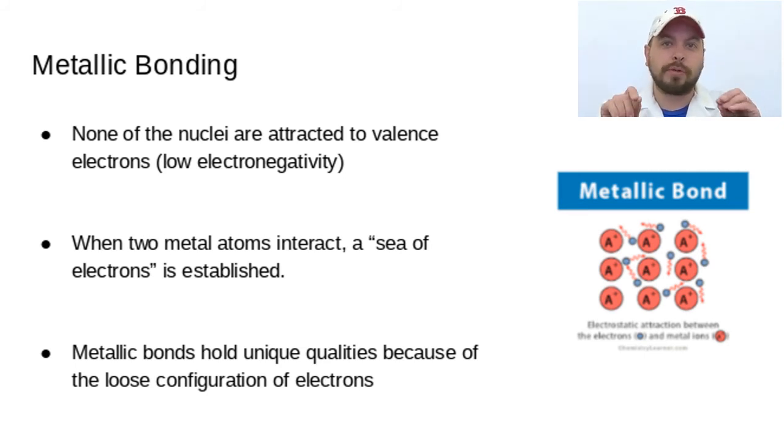each individual nucleus within this metal, but attracted sufficiently such that we can actually provide a configuration of what we consider a bond. Because of this loosely attracted electron configuration to the nuclei, metallic bonding has a very unique set of properties, one which we're going to get into here in a little bit.